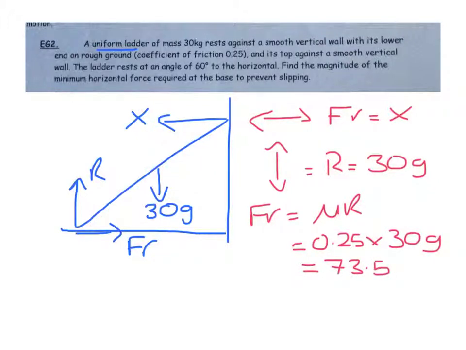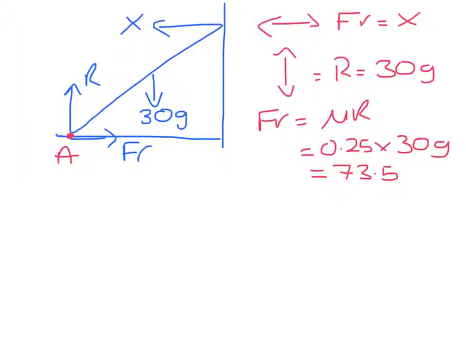73.5. To work out X, we're going to have to take moments, and I'm going to take moments about the base of the ladder, so I'm going to label it A. To take moments, I'm going to have to add the angle to my diagram, and the ladder is at 60 degrees. So if we start at A, the first force that we meet is 30g, and it is halfway up the ladder, so I'm going to call that D over 2.